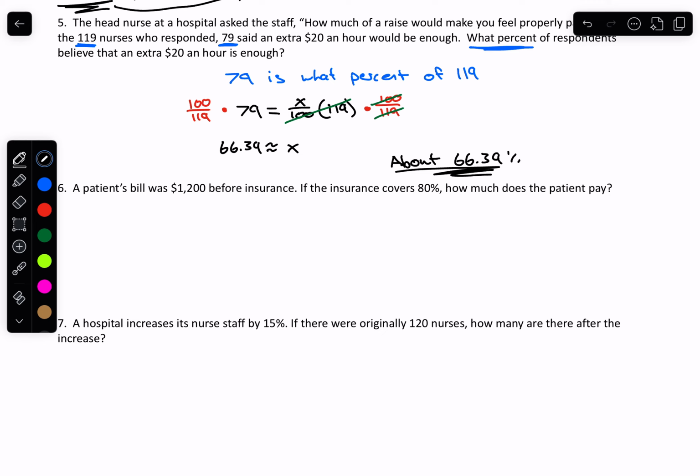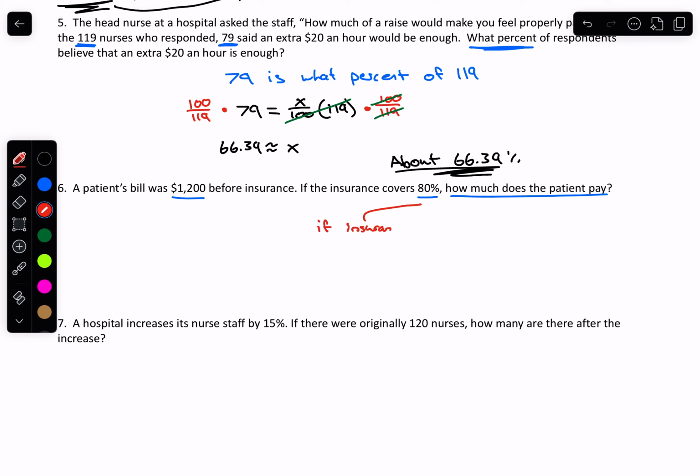A patient's bill was $1,200 before insurance. If the insurance covers 80%, how much does the patient pay? So we have a bill, we have how much the insurance covers, and we want to know how much the patient pays. So first, we need to think about what this question is asking. How much does the patient pay is not the 80% number, because 80% is how much the insurance will pay.